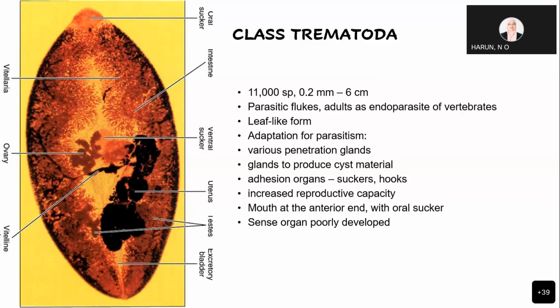Okay. Macam juga same goes to the leech, lintah dan juga pacat. Increase reproductive capacity, mouth at the anterior end with oral sucker. Okay, this one. Then sense organ poorly developed. Okay, sangatlah dia punya sangatlah poor.